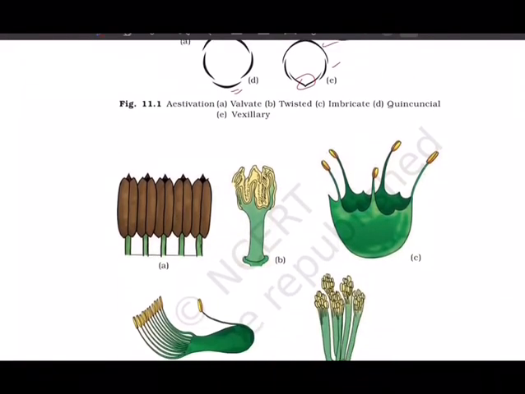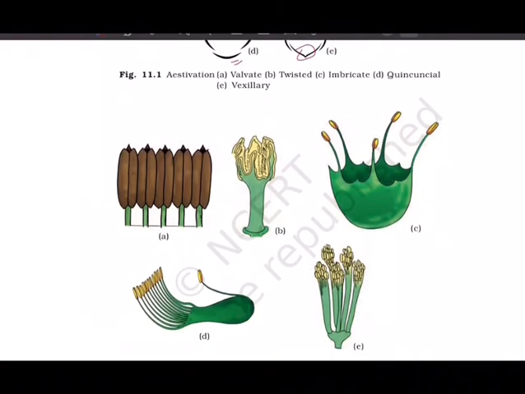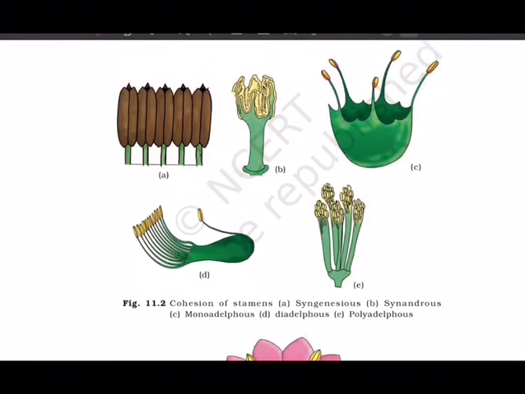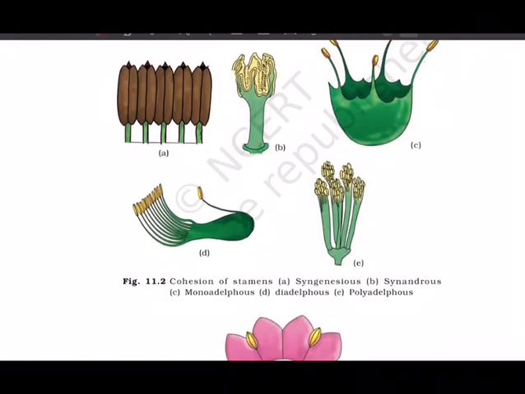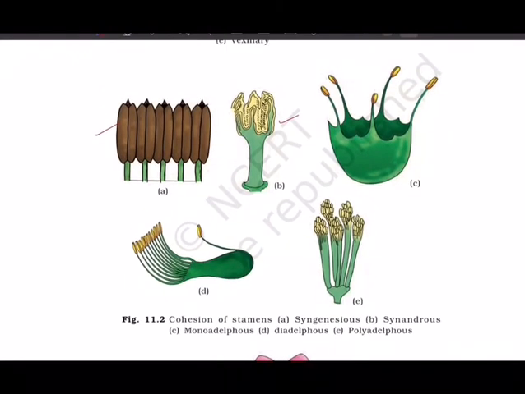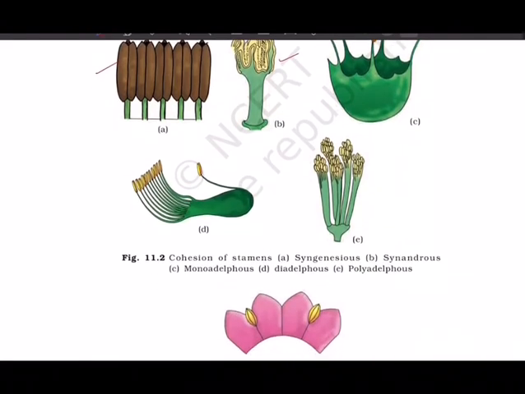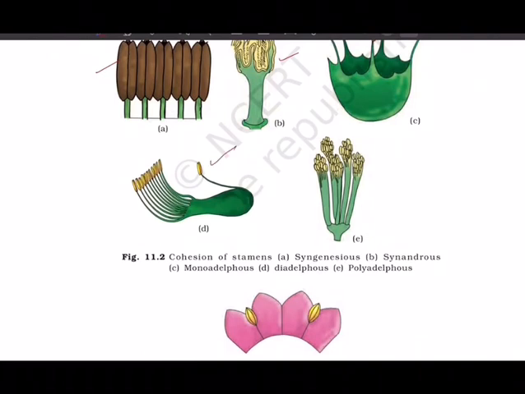So this is estivation. And of course we have covered this in our video classes also. You can just revise this. Similarly, the question of stamens. Syngenesious, all the stamens are attached. And synandrous, here also you can see the attachment. Monadelphous in C, mono means single, you can see the single attachment. Diadelphous, 1 plus 9 arrangement, I said this is one separate bundle and these are all another bundle. And then polyadelphous, you can see 1, 2, 3, 4, 5, this is polyadelphous.